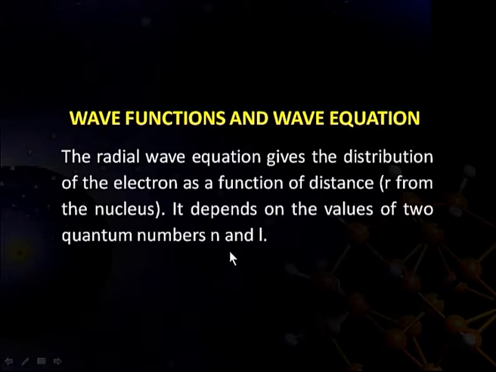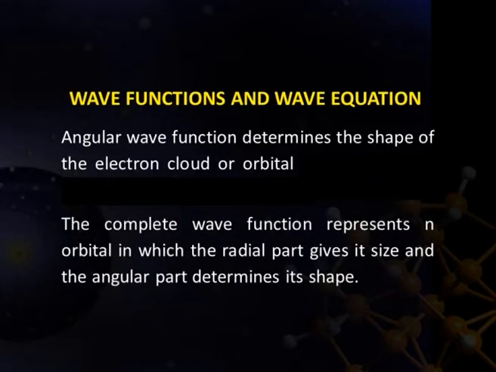The radial wave equation gives the distribution of the electron as a function of distance r from the nucleus. It depends on the values of the two quantum numbers n and l. Angular wave function determines the shape of the electron cloud or orbital. The complete wave function represents an orbital in which the radial part gives its size and angular part determines its shape. In all wave equations, the square of the wave function is the property which has physical significance.